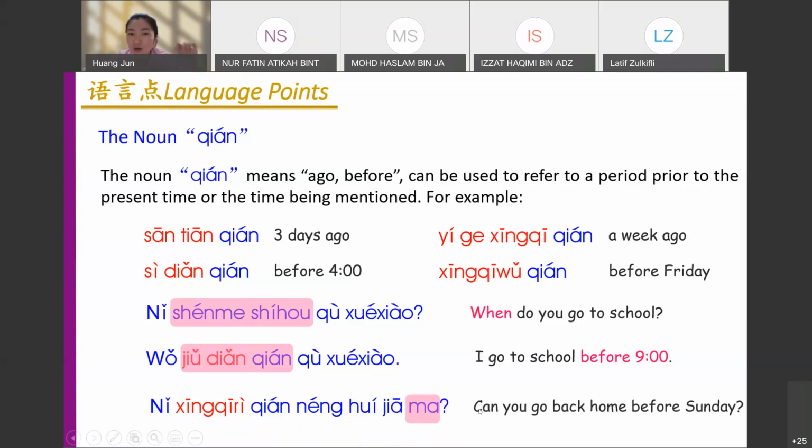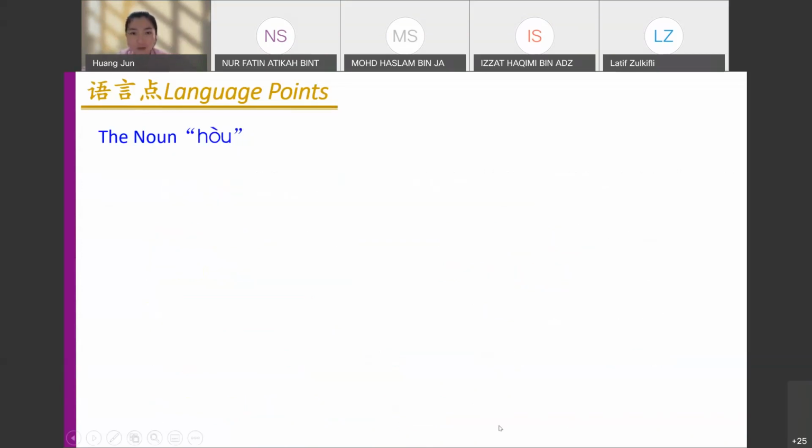If your answer is yes, we just say 我星期日前能回家. I can go back home before Sunday. If your answer is no, we put 不 inside the sentence before the verb. So we say 我星期日前不能回家. 不能 means cannot. Very good. So make sure I answer with the full sentence, and that everyone still remembers it. So far very good.